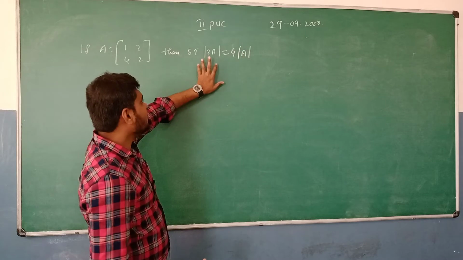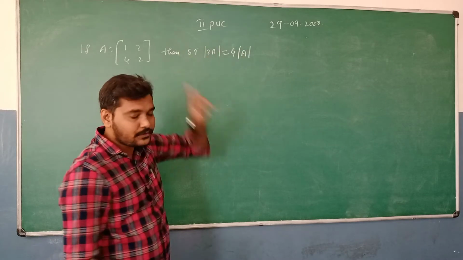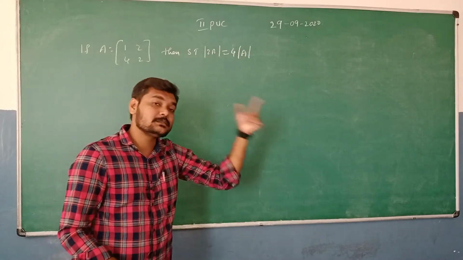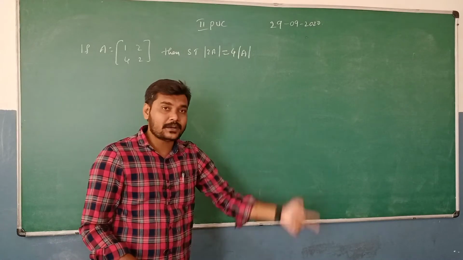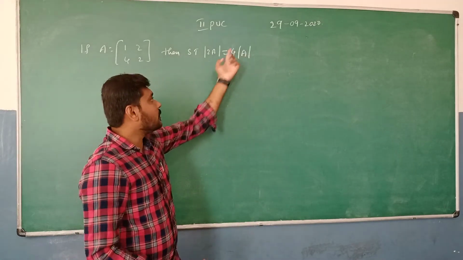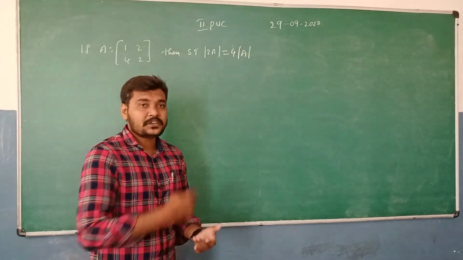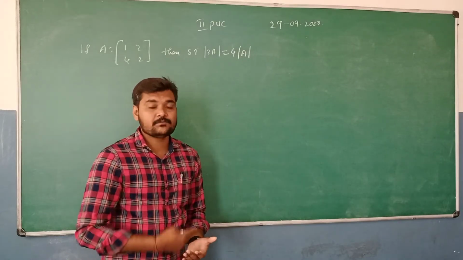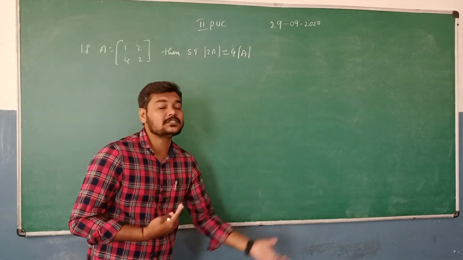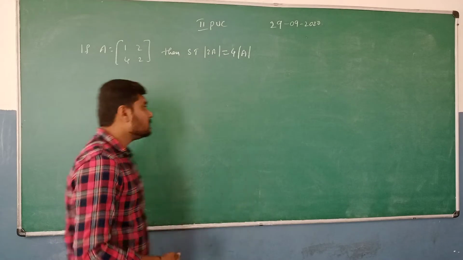Determinant of 2A means first we need to multiply the 2 to the given matrix, then we need to find the determinant value. Then 4 into determinant of A is nothing but first we need to find the determinant of A, then we need to multiply the given scalar. Okay, so here is the solution.